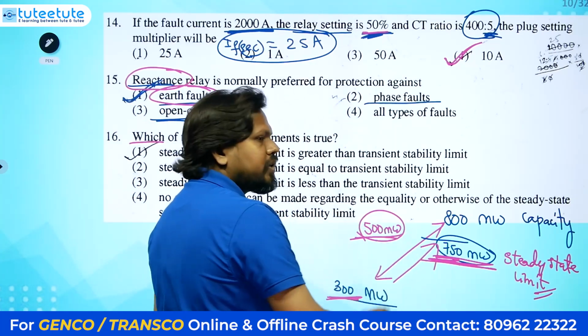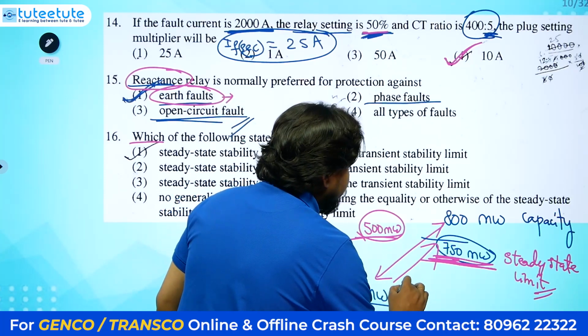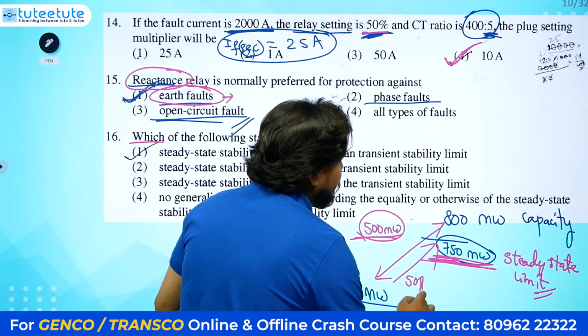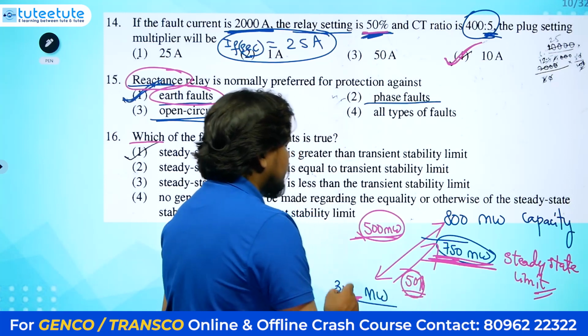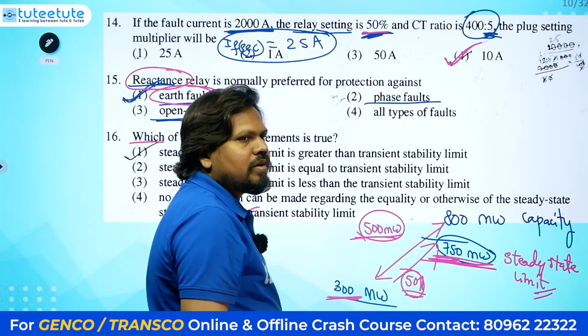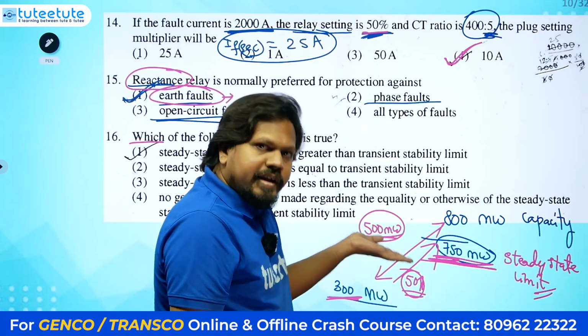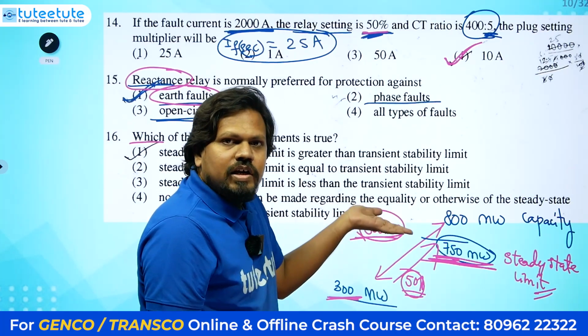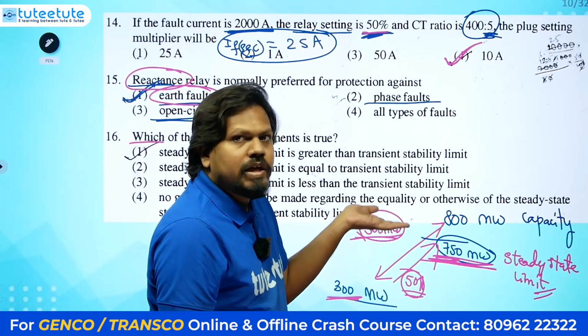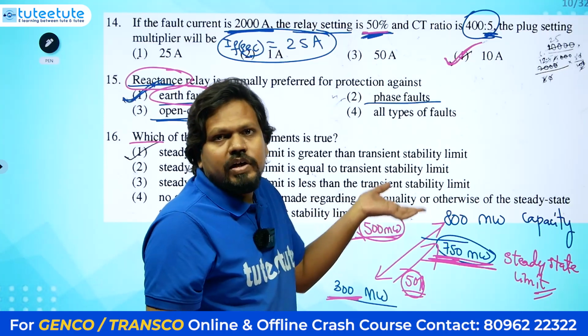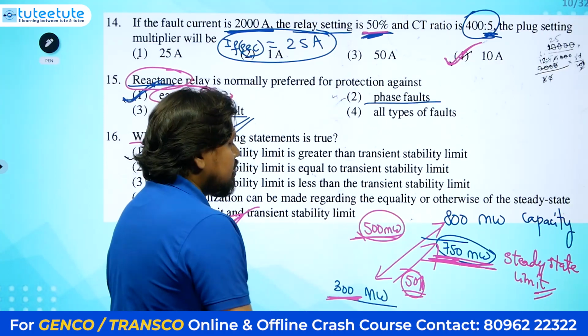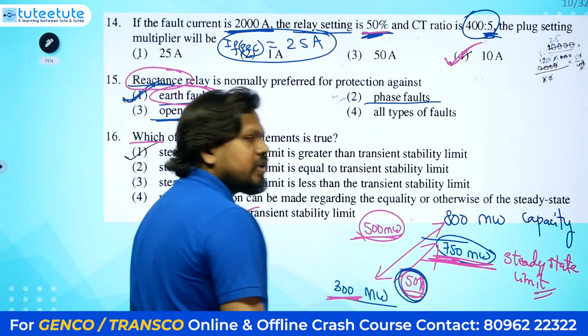A step by step increment, like from 300 I will add 50 more. That means now it will become 350. It will swing and settle. Next again 50. Okay, it will swing and settle. Again 50. It will swing and settle. Again 50. It will swing and settle. Every time we are doing this 50 only.